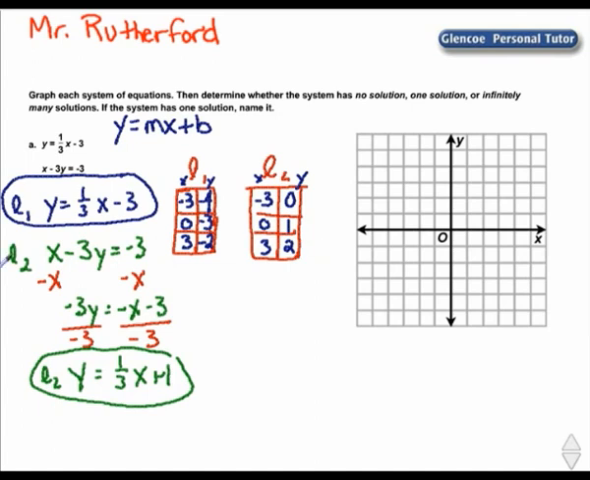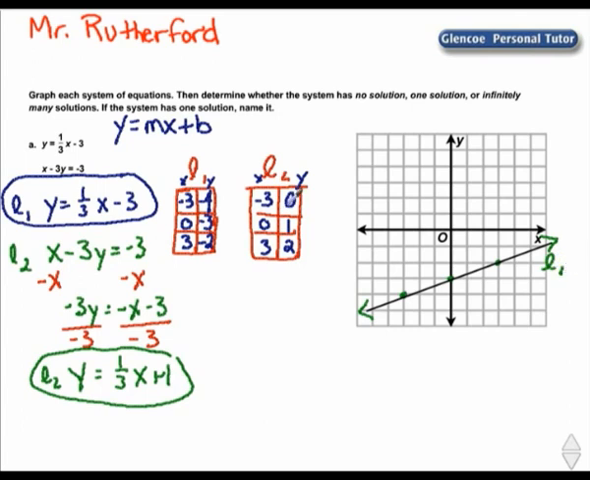So let's graph each of these lines individually here. So first, let's graph line 1. I first have a point of -3, -4. Then I have a point of 0, -3, and a point of 3, -2. Now I can connect these dots with a straight line. Do your best. You can use a ruler or you can use freehand, but do your best to draw a straight line there. And now I have my line 1.